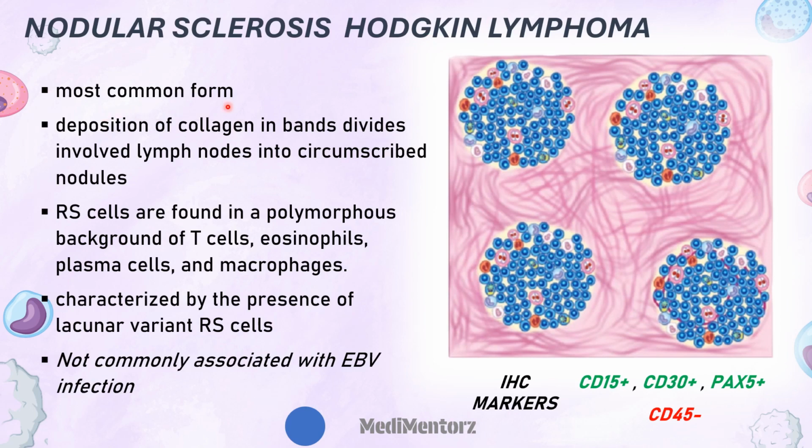Reed-Sternberg cells are formed in the background of T cells, eosinophils, macrophages, plasma cells, and other reactive cells. This form is characterized by the presence of lacunar variants of Reed-Sternberg cells. This form is not commonly associated with Epstein-Barr virus infection. Now coming to the immunohistochemical markers, this form is positive for CD15, CD30 and PAX5 and it is negative for CD45. Not only this, all the four classical forms of Hodgkin's lymphoma have the same IHC markers.